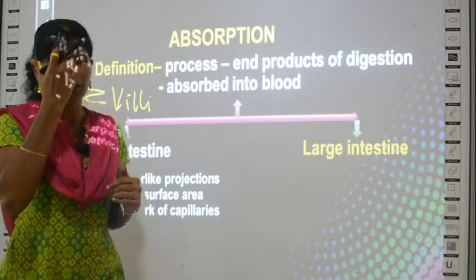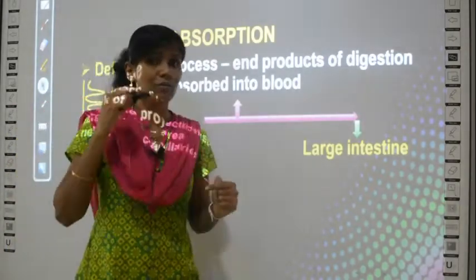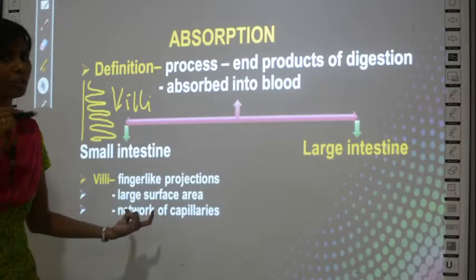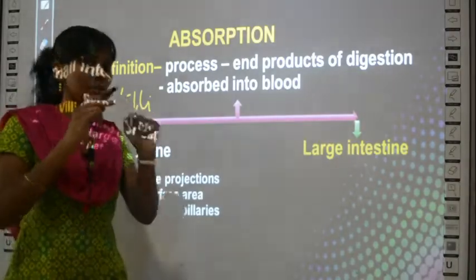Okay, I told you, no? The food from the stomach has to enter into the blood. Where is the entry point? The capillaries of the villi are the entry point. Through the blood vessels of the villi only, the food from the stomach is getting into the blood.